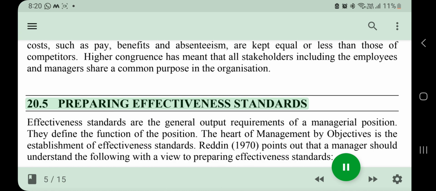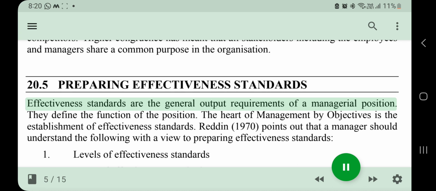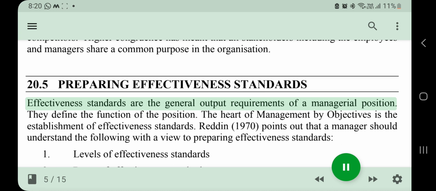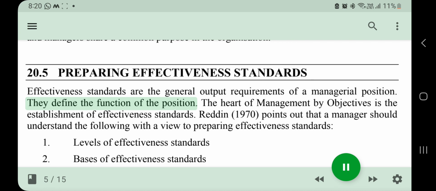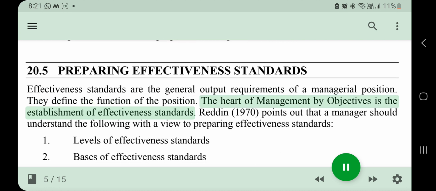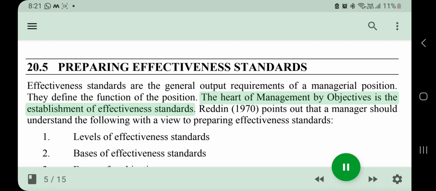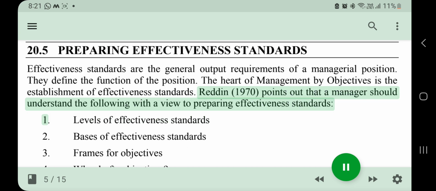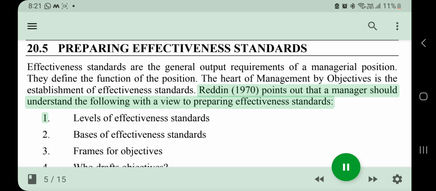20.5 Preparing Effectiveness Standards. Effectiveness standards are the general output requirements of a managerial position. They define the function of the position. The heart of management by objectives is the establishment of effectiveness standards. Redden, 1970, points out that a manager should understand the following with a view to preparing effectiveness standards.